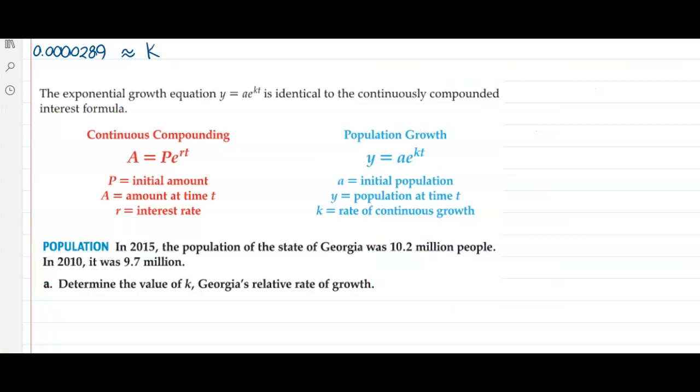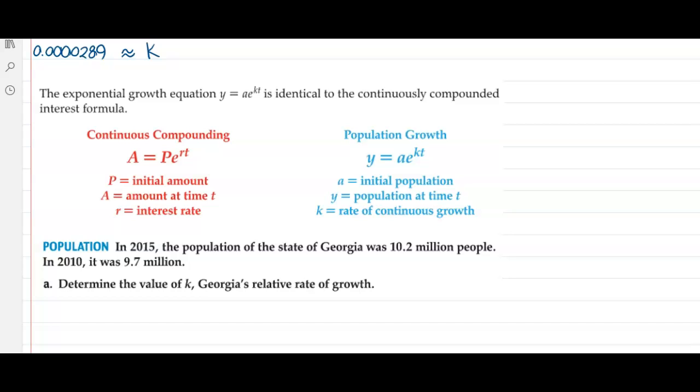The equation y equals ae to the kt is identical to the continuously compounded interest formula that we've been using, the APERT formula, where A is the amount at time t that you end with. Y is the population at time t that you end with. P is the initial amount in this formula, a is the initial population. I know that's confusing because in the compounding, capital A is the amount you end with, but in the population growth model over here, little a is our initial population. So that can be confusing.